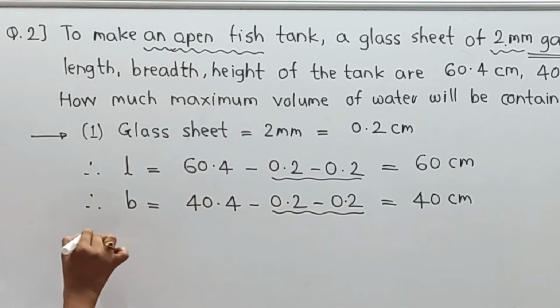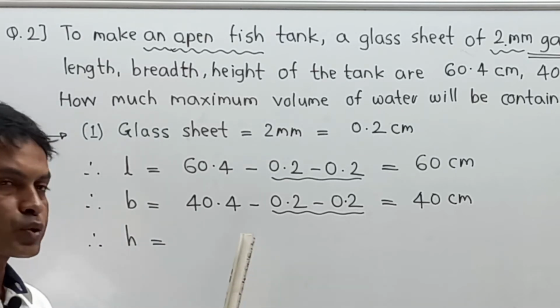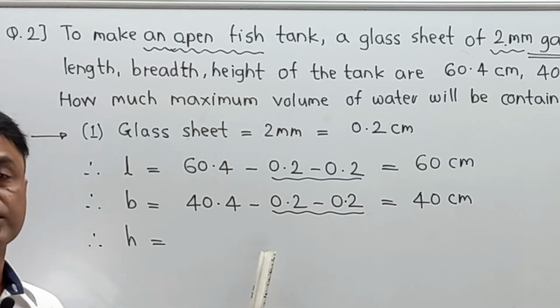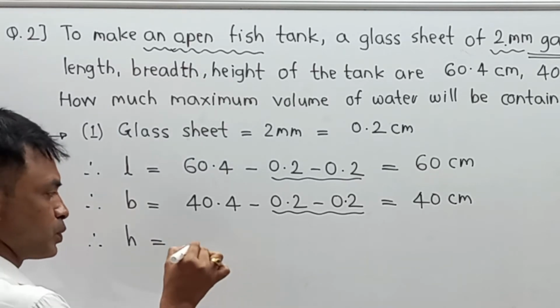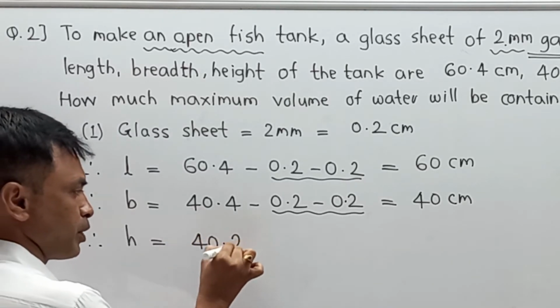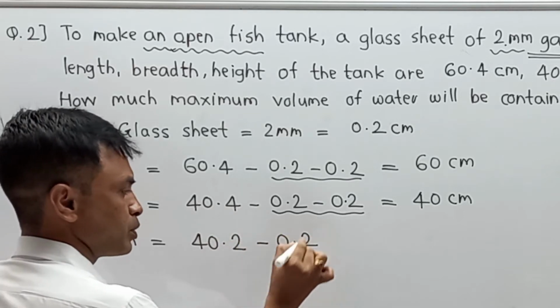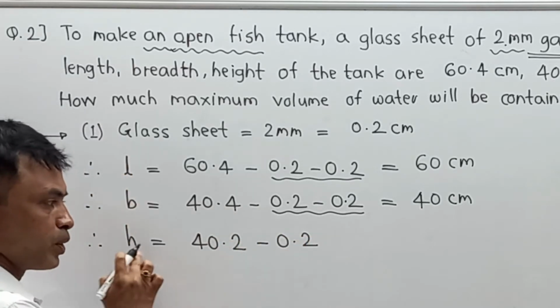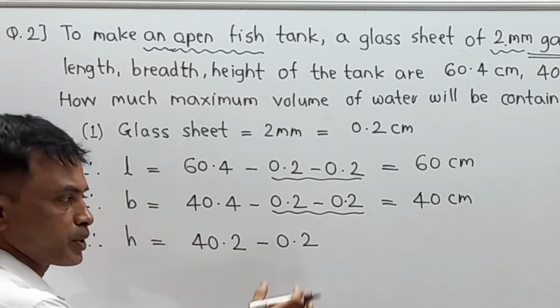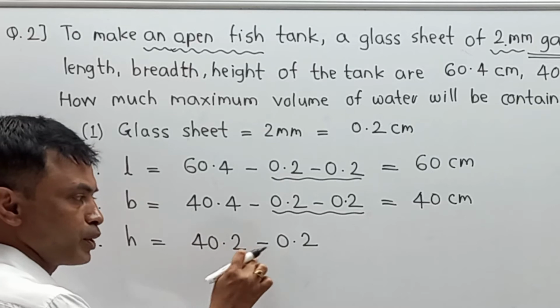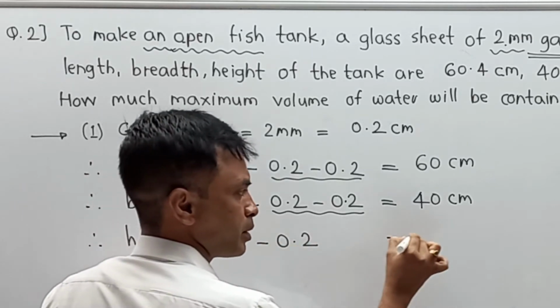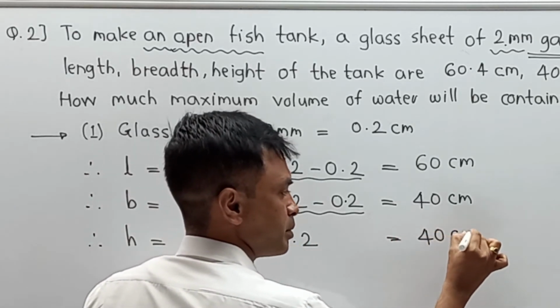Just for the height, here the tank is open from the top, so only one side thickness is considered. They have given height as 40.2, so it becomes 40.2 minus 0.2. Remember student, only in height, because the upper part is open, we subtract only 0.2, not double of that. So 40.2 minus 0.2 becomes 40 centimeter.